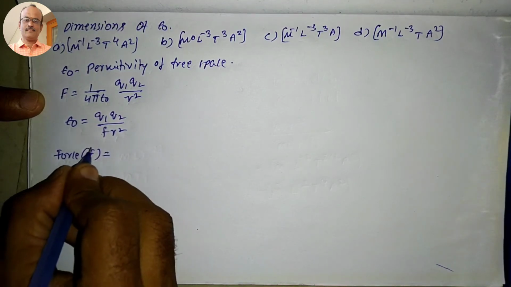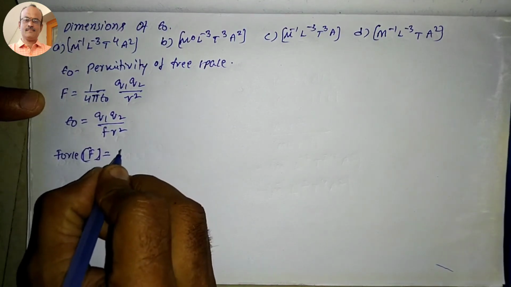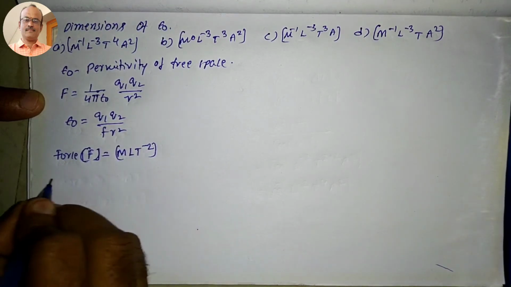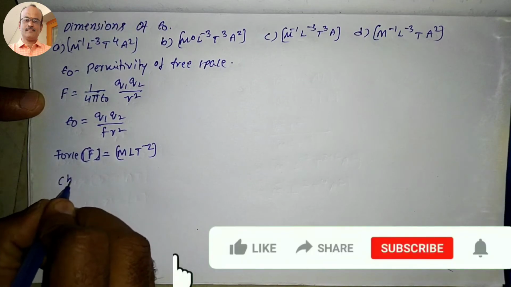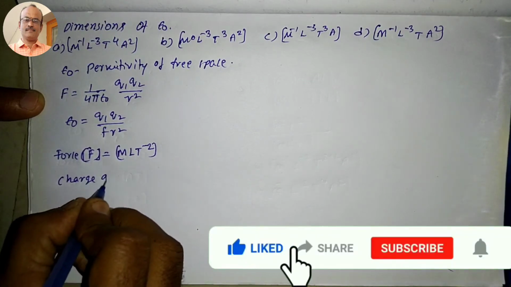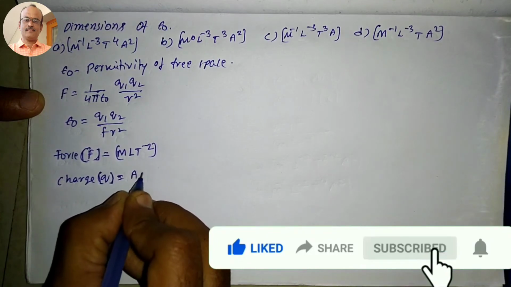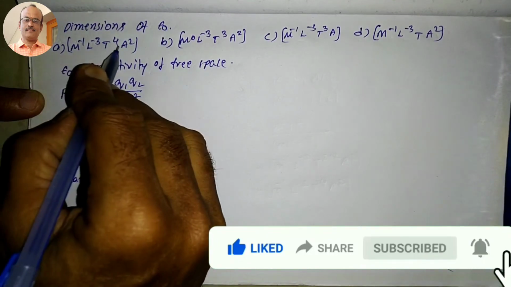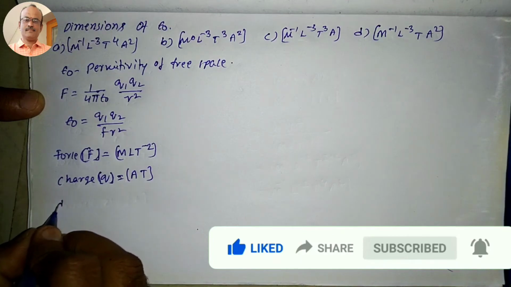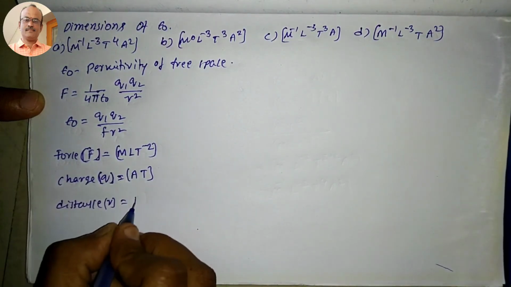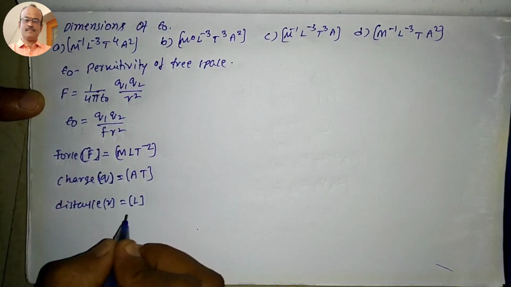So first of all I will write here force. F is equal to mass into acceleration. So mass into acceleration is M L T to the power of minus 2. And here charge, charge Q is equal to IT. I means A, so A into T. Why? Because in terms of A they gave. And then afterwards distance, that is r, is equal to meters, expressed in terms of length.